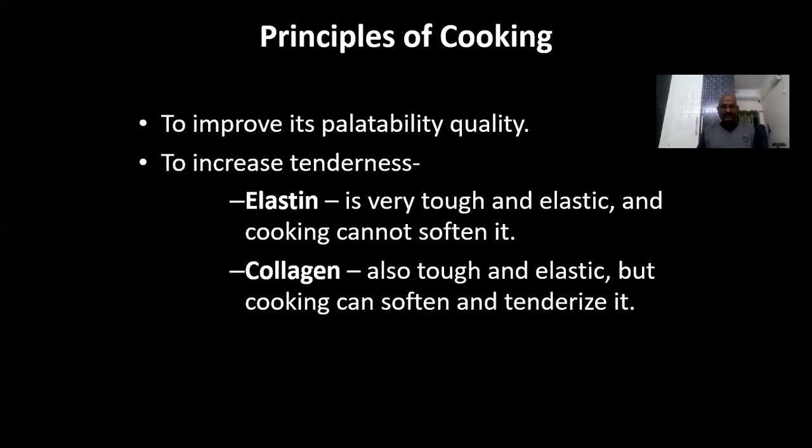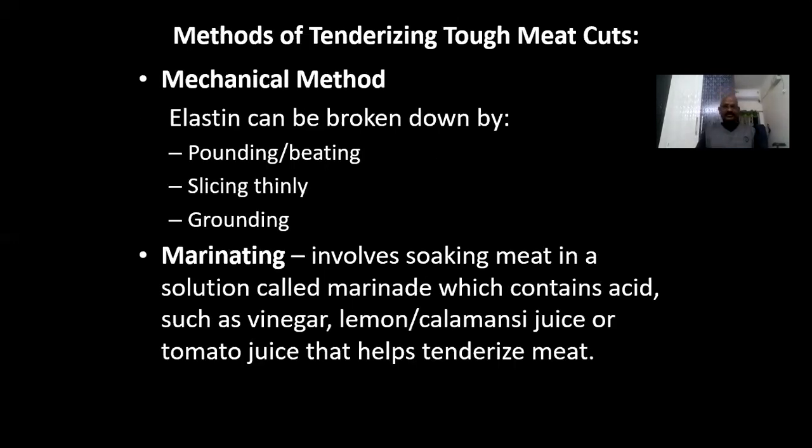So, principles of cooking. The palatability quality increases the tenderness. The meat fibers become tender by the application of heat, the method of cooking, and the tenderizing or marination of your meats. Elastin and collagen, these two things change while you're cooking. So there are methods of tenderizing from tough meats to tender meats.